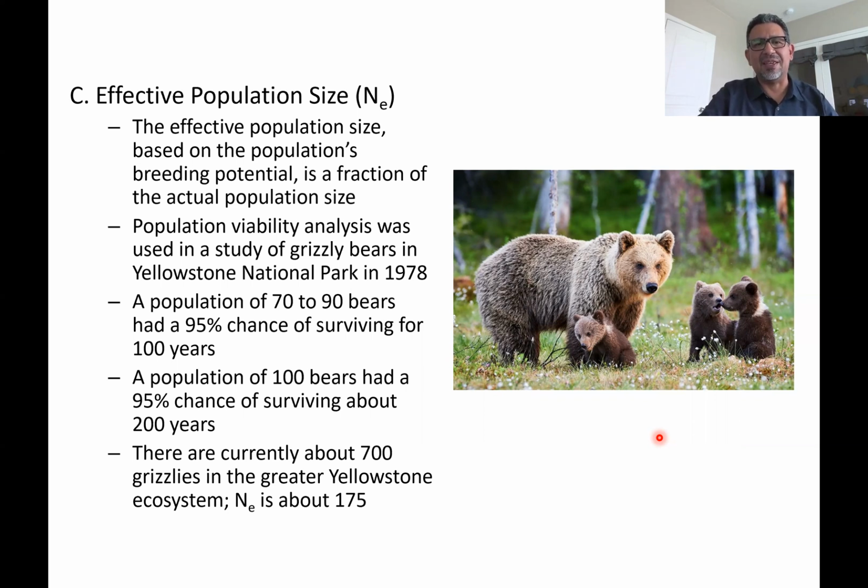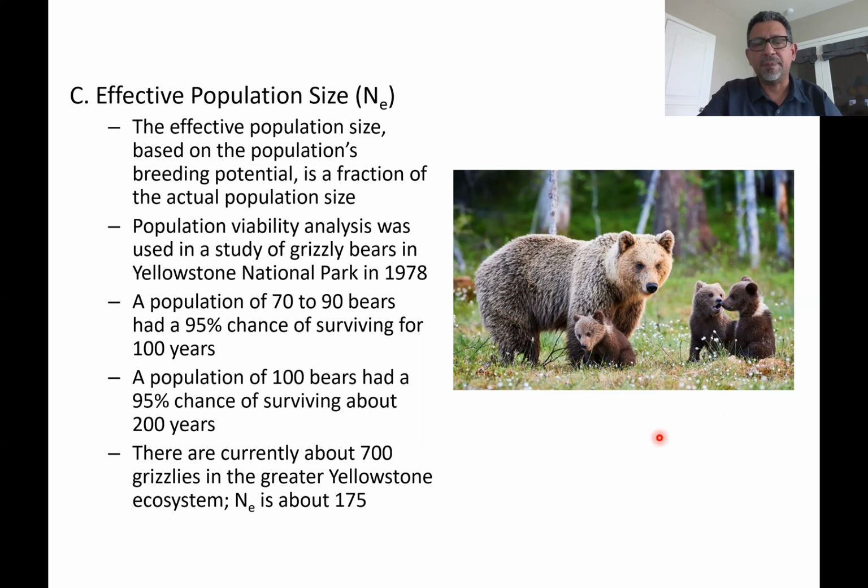In a study done at the Greater Yellowstone ecosystem, it was estimated in 1978 that a population of 70 to 90 grizzly bears had a 95% chance of surviving to 100 years. And so somebody may say, hey, that's good, right? But then what happens after 100 years? Then it was also estimated through this analysis that a population of 100 bears had a 90% chance of surviving to 200 years.